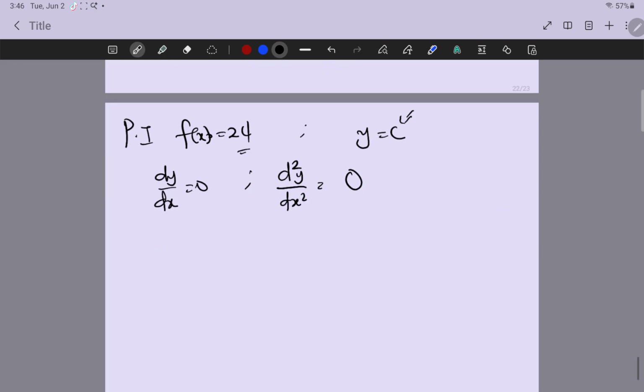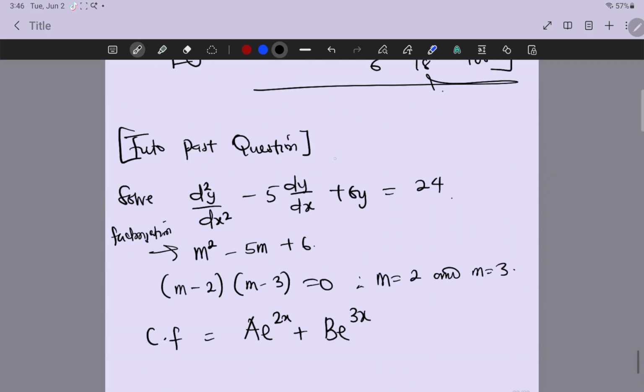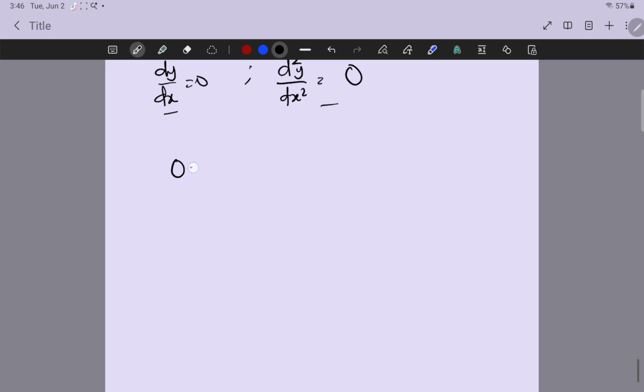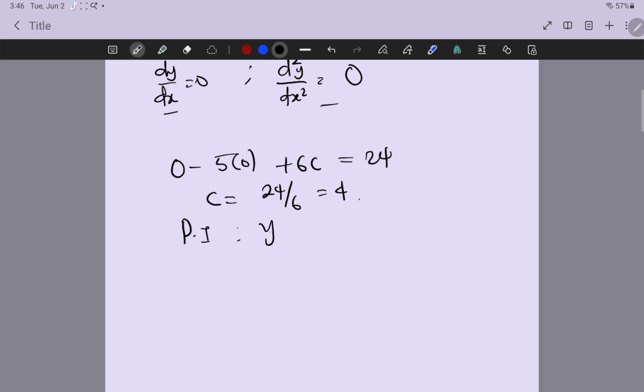So let's substitute this back into the original equation given to you. All I'm simply saying is 0 minus 5 into bracket 0 plus 6c is equal to 24. Do you understand? So c is equal to 24 over 6, which is 4. So our particular integral is y is equal to 4.